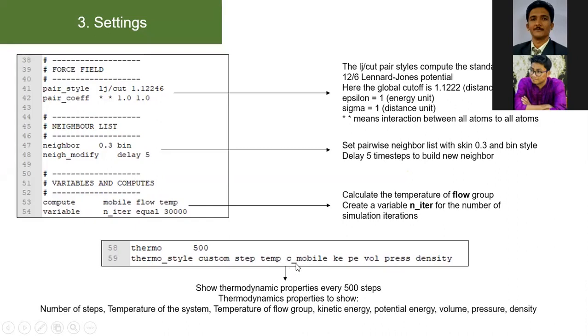So this is how you write computes. Then the mobile will give the values of the mobile group, how the temperature is changing in the specific flow group. Okay, and mobile is the name of the compute. K is the kinetic energy, P is the potential energy, and then volume, pressure, density.